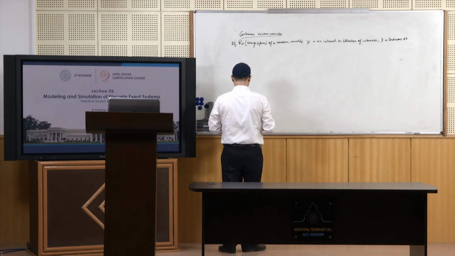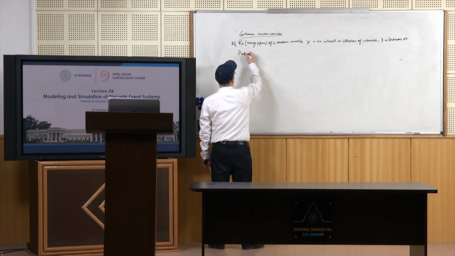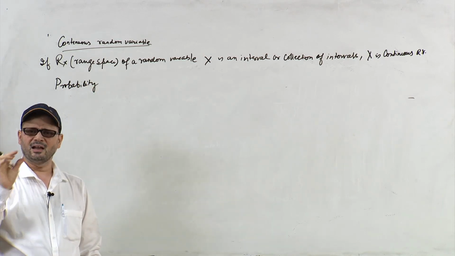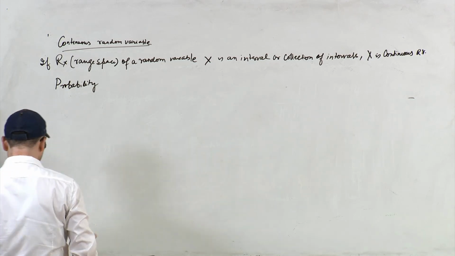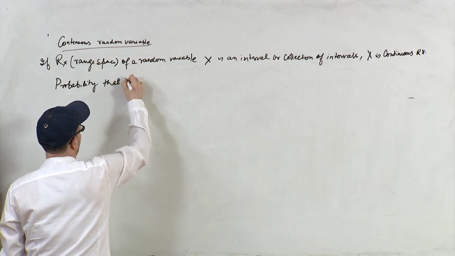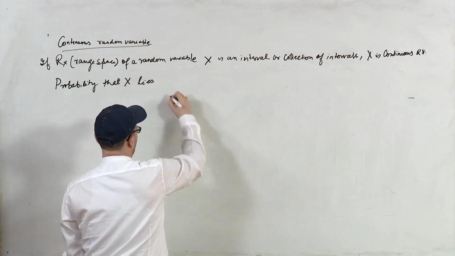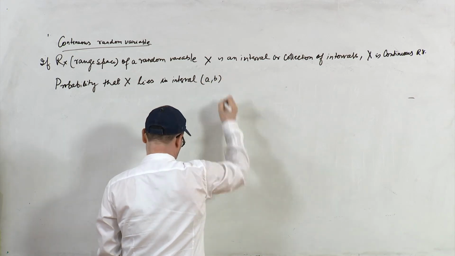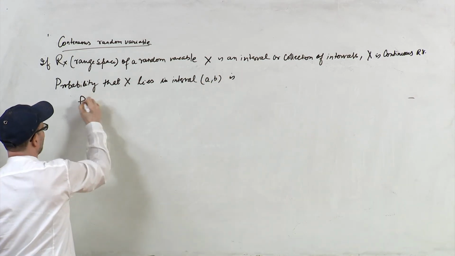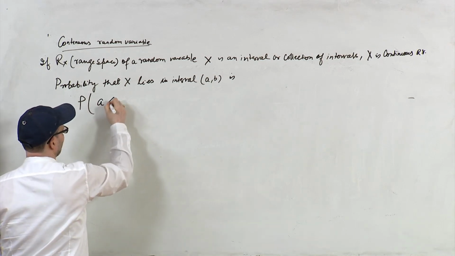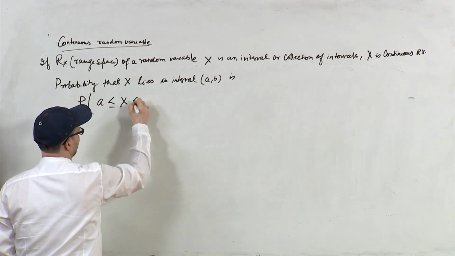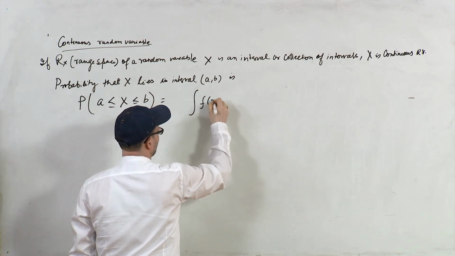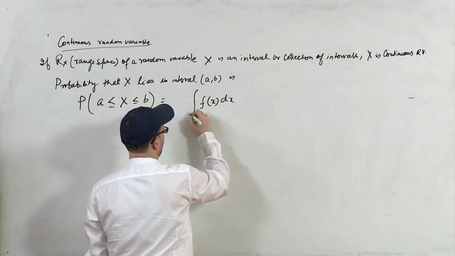Now, in this case, probability will always be expressed for a certain interval between one quantity and the other. So, the probability that x lies in the interval a, b is, so the probability that x will be in between a and b, and it will be defined as the integral of f(x) dx from a to b.